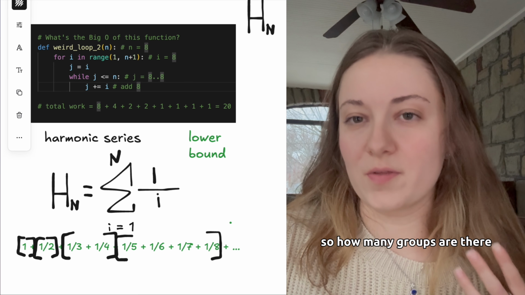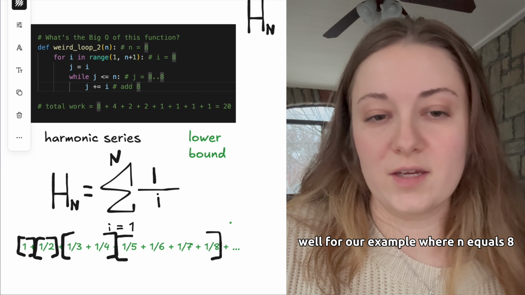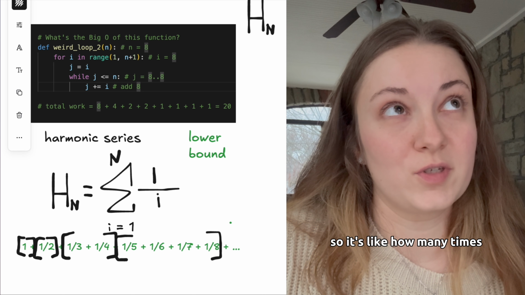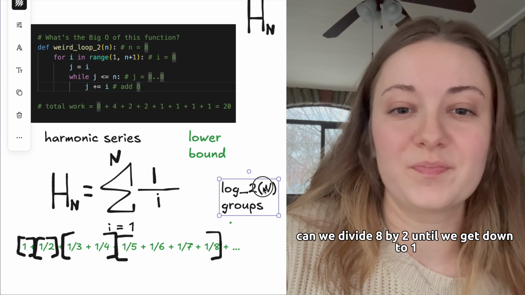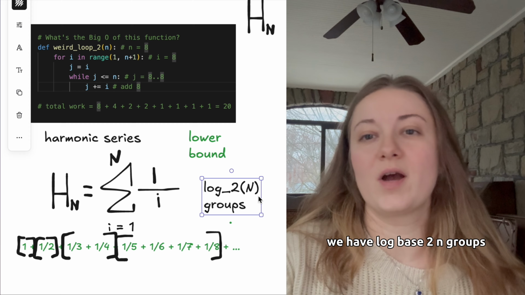So how many groups are there? Well, for our example where n equals 8, we see that we have 4 groups. So it's like, how many times can we divide 8 by 2 until we get down to 1? Looks something like this. We have log base 2 of n groups.